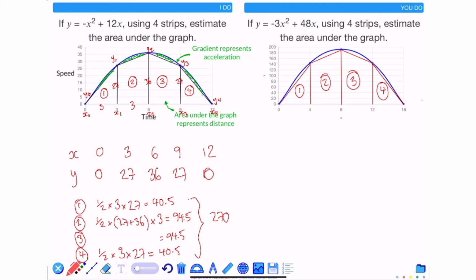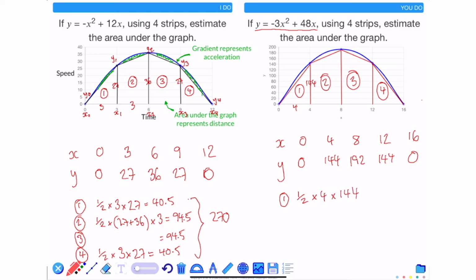So doing as I did before, working out when x is 0, when x is 4, 8, 12, and 16, I get the y values, which are 0, 144, 192, 144, and 0, using the rule y is equal to minus 3x squared plus 48x. For shape 1, I can see that it's got a base of 4 and a height of 144. So it will be half of the base times by the height gives me 288.